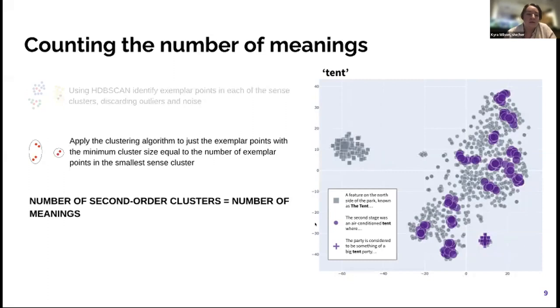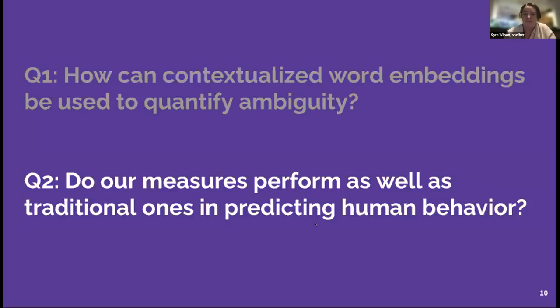So exactly like the senses, we can use the number of clusters that are identified in this higher order clustering procedure to be the number of meanings, because it's the clustering of senses or of sense clusters loosely. So now that we've identified a method to quantify ambiguities using our contextualized word embeddings, we can move on to comparing our measures with those traditionally used in the prediction of human word recognition.